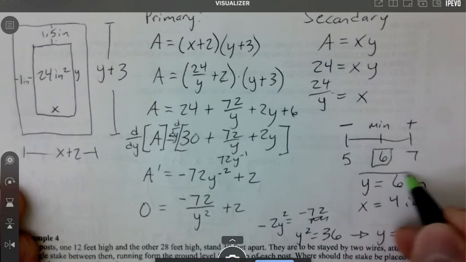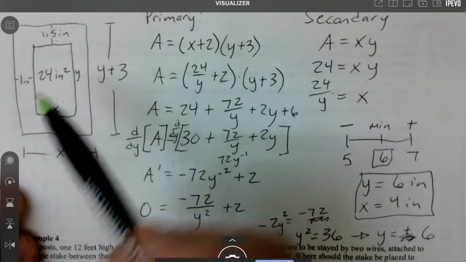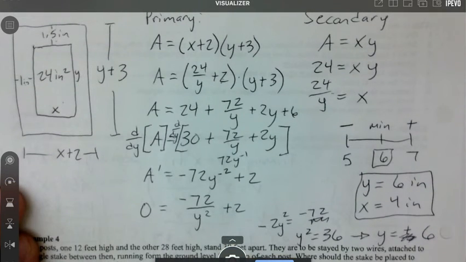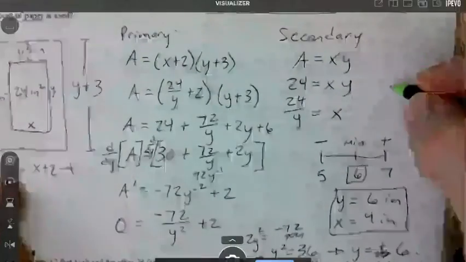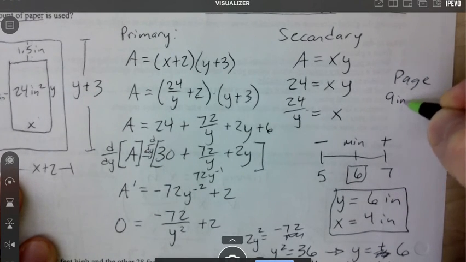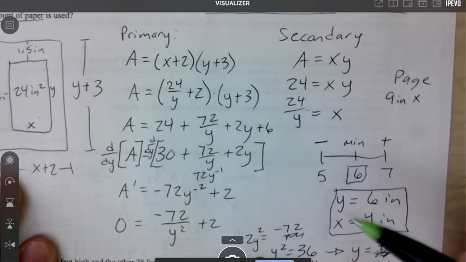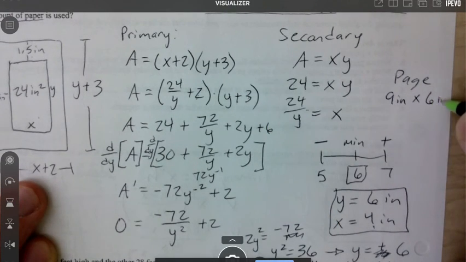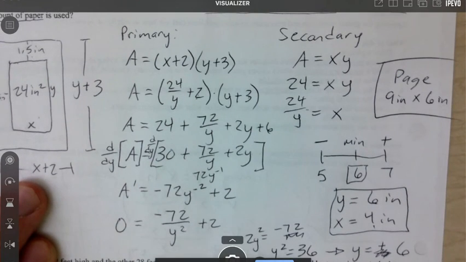All right, and there's my final conclusion. It's backed up that I get 4 times 6. But remember, the question is, what are the dimensions of the page? So the page dimensions are going to be 6 plus 3, so 9 inches, by 4 plus 2, which is 6 inches. All right, and that's my final answer.